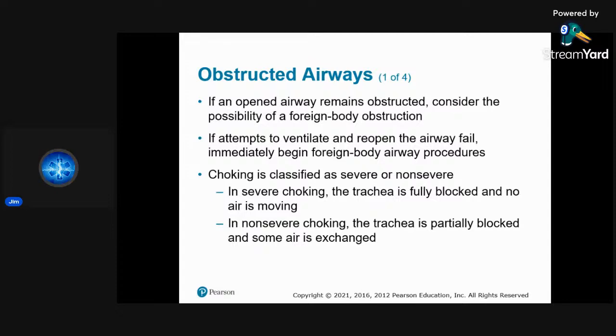Choking can be classified as severe or non-severe. Of course, in severe, the trachea is fully blocked and there's no air movement. And on the flip side, non-severe, it's partially blocked and some air is being exchanged. These patients will be coughing. And if you think back to your CPR class, we're going to encourage these patients to cough.